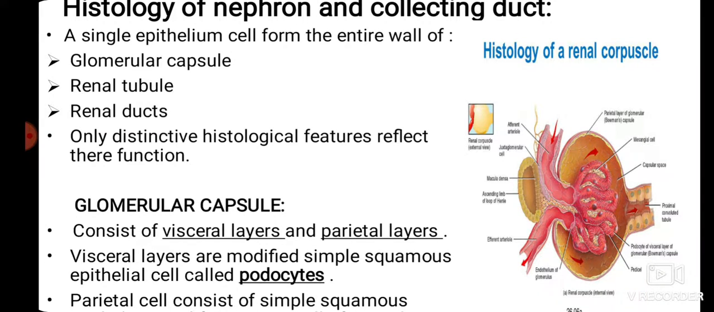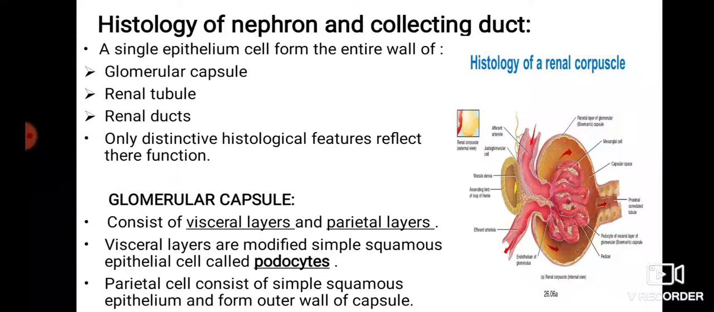Okay, and you think that there is a space between that visceral and the parietal layer inside the balloon. Okay, there is a space inside the balloon. This space is known as capsular space and Bowman space. Okay, I think you understand this glomerular space and layer.